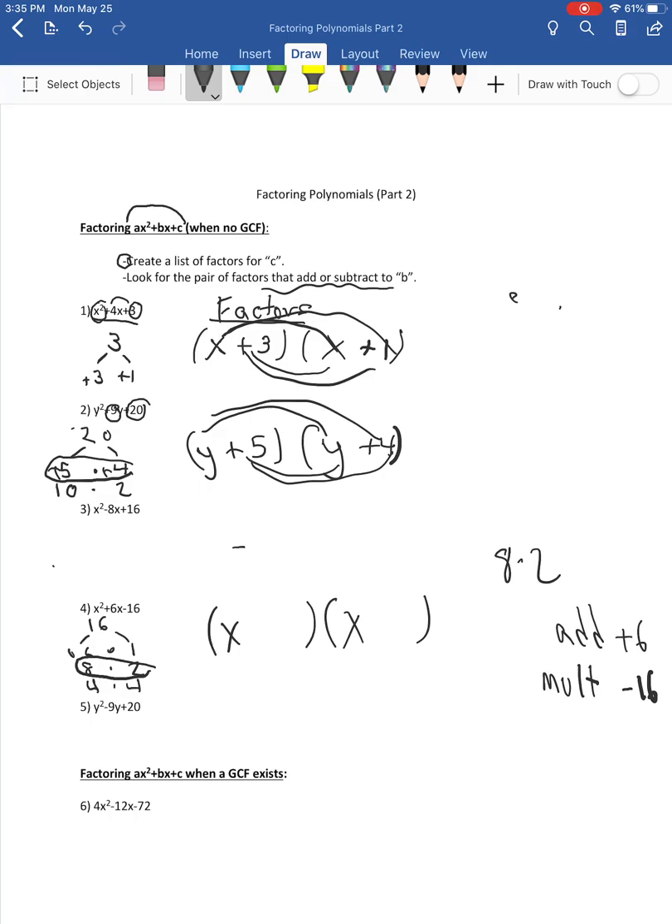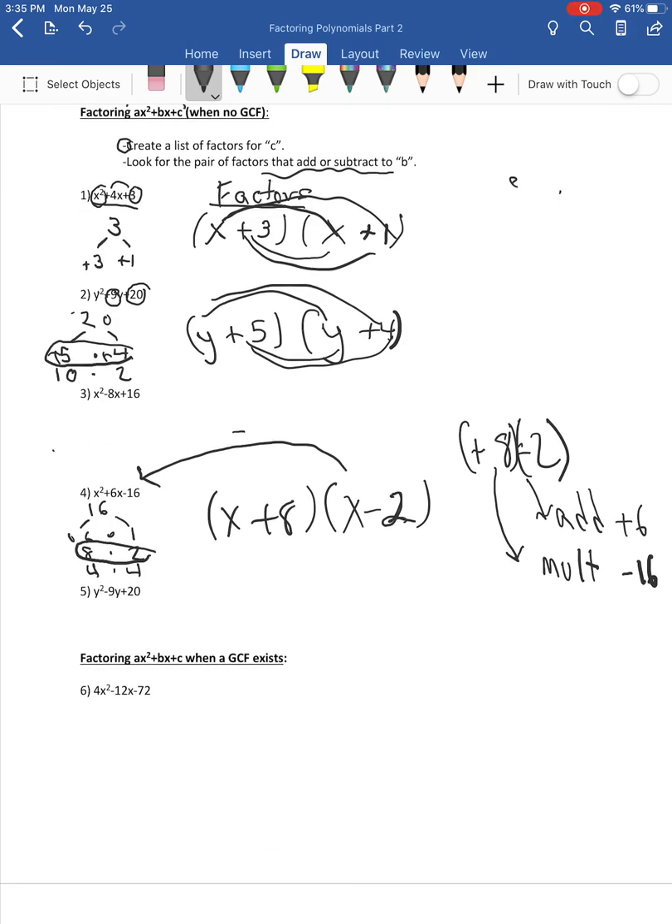So the way that we're going to get them to also add to positive 6 is we're going to do positive 8 and negative 2, all right? Because positive 8 and negative 2 adds to positive 6, and it also multiplies to negative 16. So it's going to be x plus 8 times x minus 2. All right, and I'll leave you to do the check for yourself. You should see when you multiply those two binomials out, you will get what we started with in number 4.